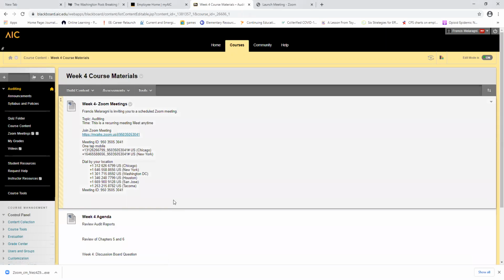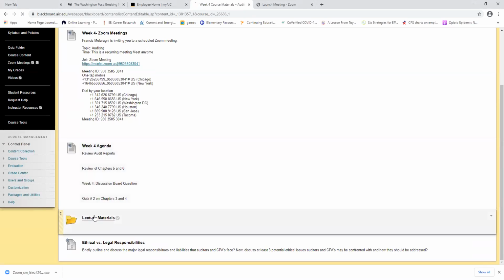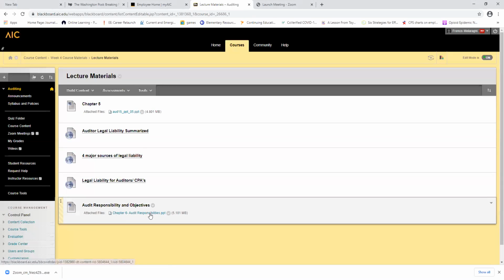So we're in week 4. I think we've covered everything in chapter 5. And I'll try to finish up chapter 6 today, but if not, we'll continue it when we meet next, which is next Wednesday, because Monday is a holiday. So chapter 6 deals with the issue of audit responsibilities and objectives. And we started into this topic on Wednesday.